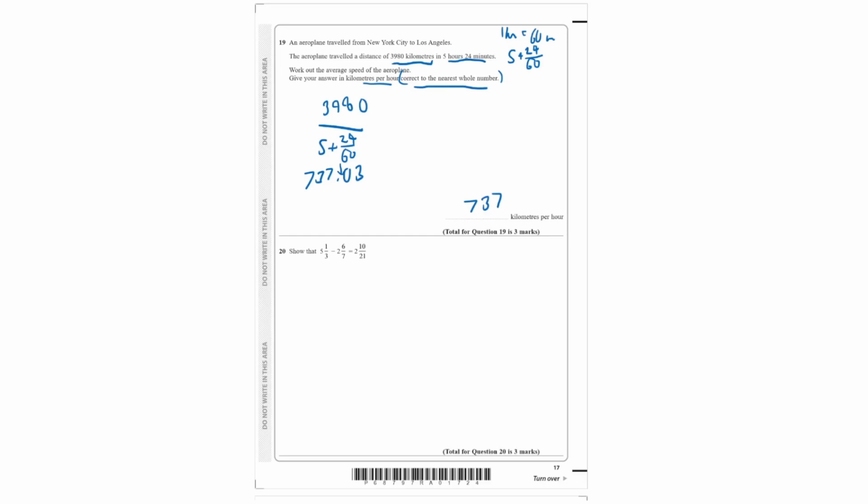Welcome back, Crammers, to question 20. Show that 5 1/3 minus 2 6/7 equals 2 10/21.